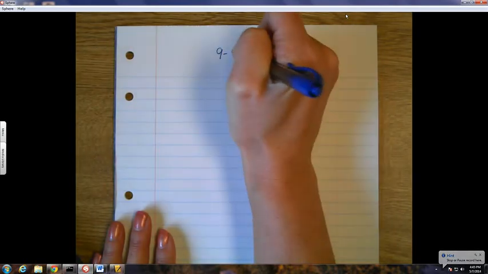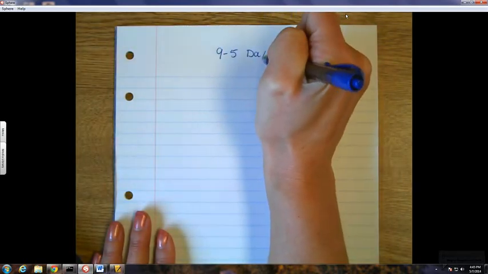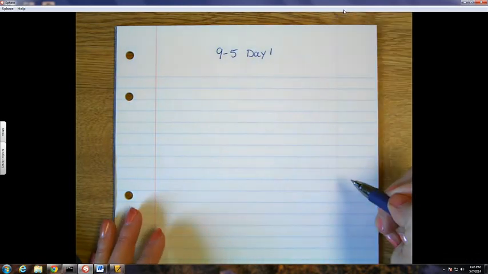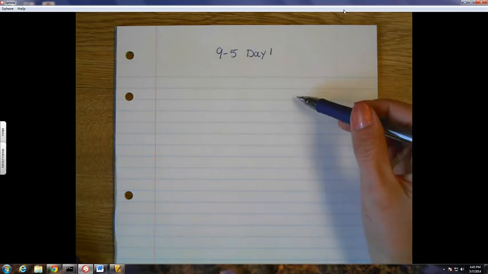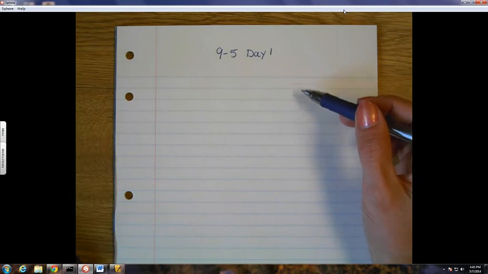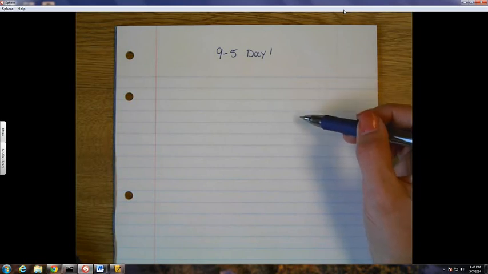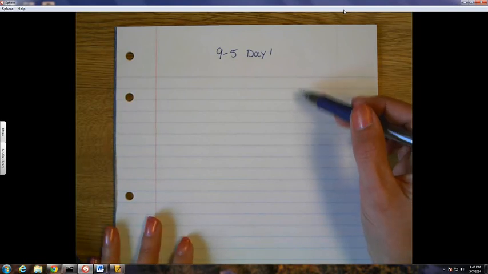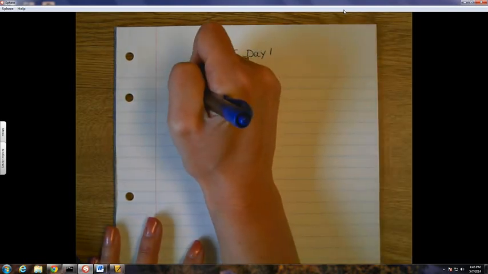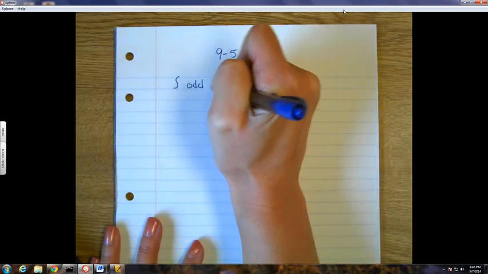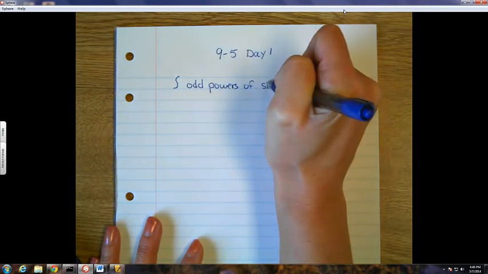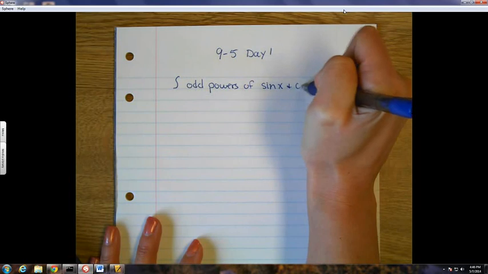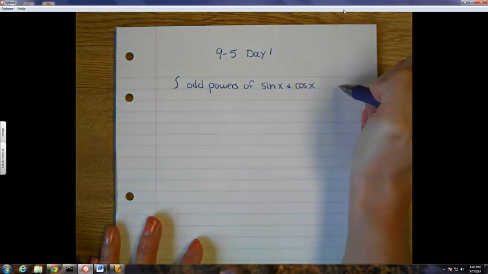Okay, finishing up hopefully the last section, 9.5, day 1. In here we're still going to be integrating trig functions, but we're not going to use the reduction formulas today. We're going to come up with a couple of shortcuts for some special cases. So our only special case today is integrating odd powers of sine and cosine. And we're not going to use those reduction formulas we've just been working with.